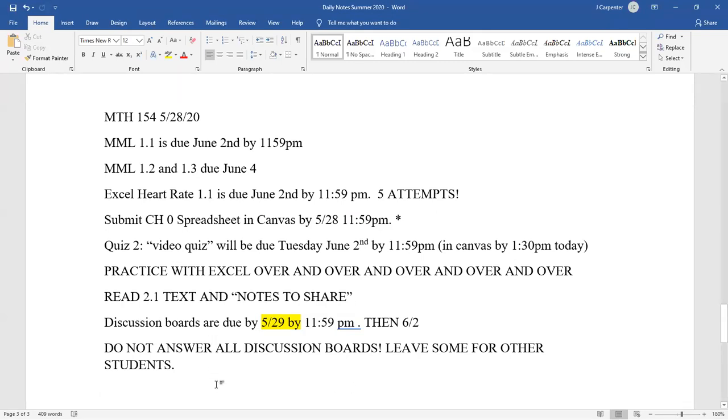I want to go ahead and point out, in case you want to get ahead, the next 2 Excel homeworks are 1.3, the car loan, and 1.8, the BMI. I don't want to have too many due at once, so since Excel heart rate's due on June 2nd, the car loan will be due on June 9th, then the BMI will be due on June 16th. So that's 6/9 and 6/16, respectively.